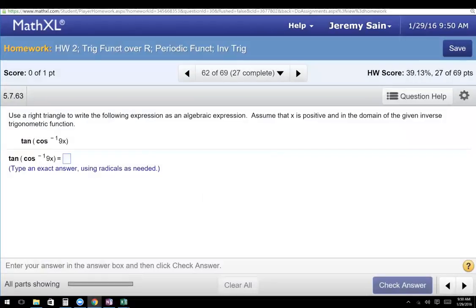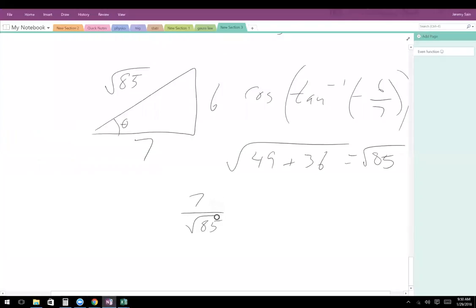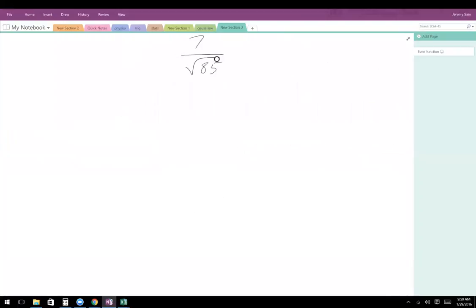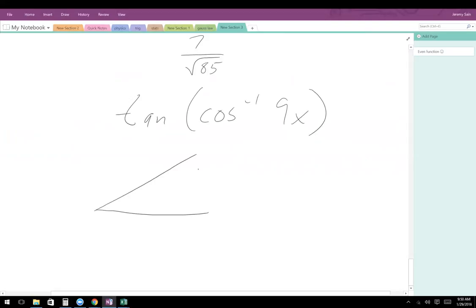Let's do one more of those and we'll call it a day. Oh, that one has an x in it. Is that scary? No, it's easy. Okay, so 9x, if I write it as a fraction, is 9x over 1, right?